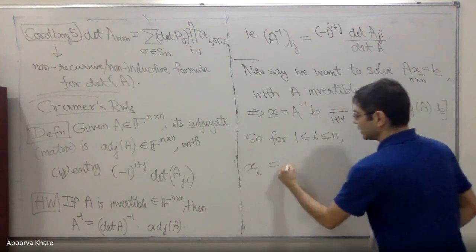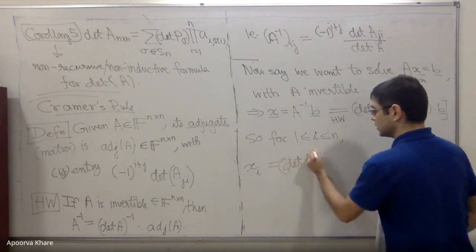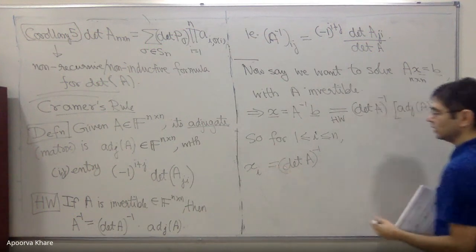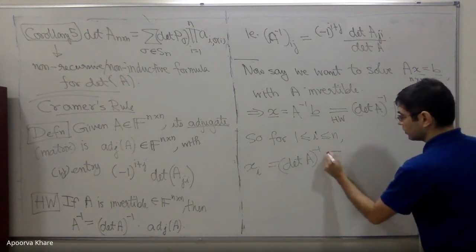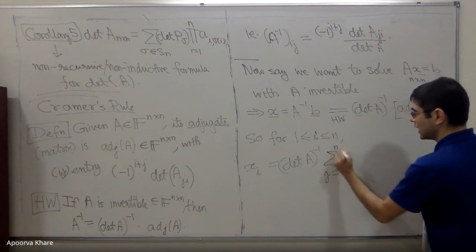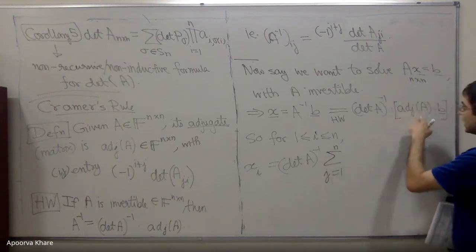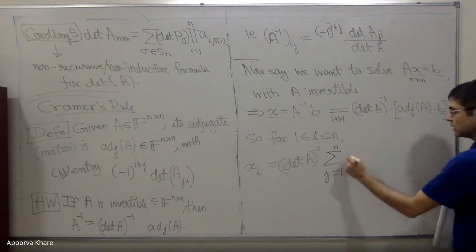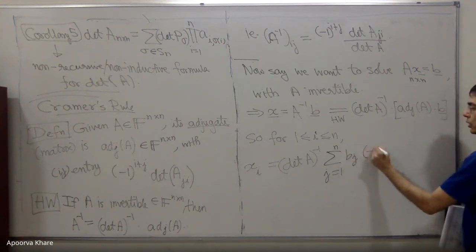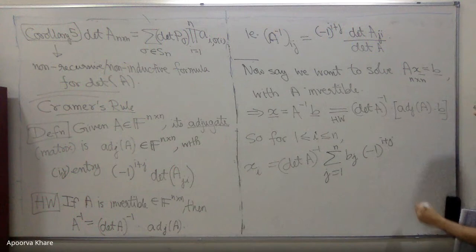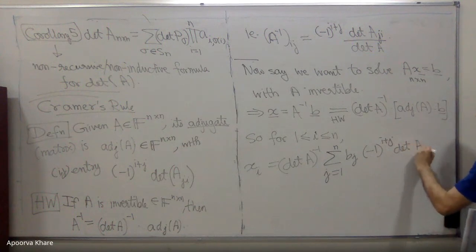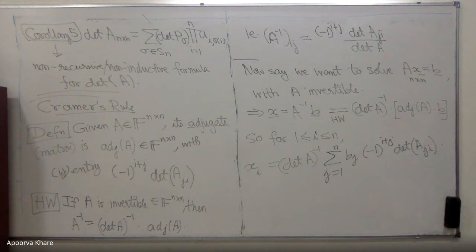For 1 less than or equal to i less than or equal to n, xi is of course the scalar, the reciprocal of the determinant of A, times, now what is the ith coordinate of this? You just write down the entries: summation j goes from 1 to n of the ijth entry of the adjugate of A times the jth entry, bj. And the adjugate ijth entry, I wrote down somewhere here, is minus 1 to the i plus j times the determinant of A ji. This is by the definition of the adjugate matrix and the obvious definition of matrix multiplication.